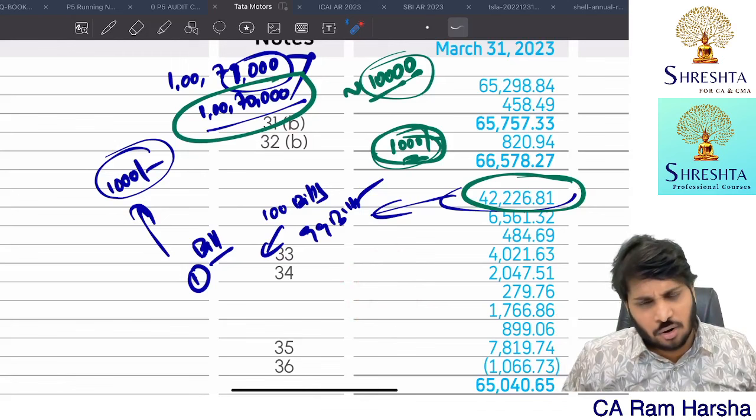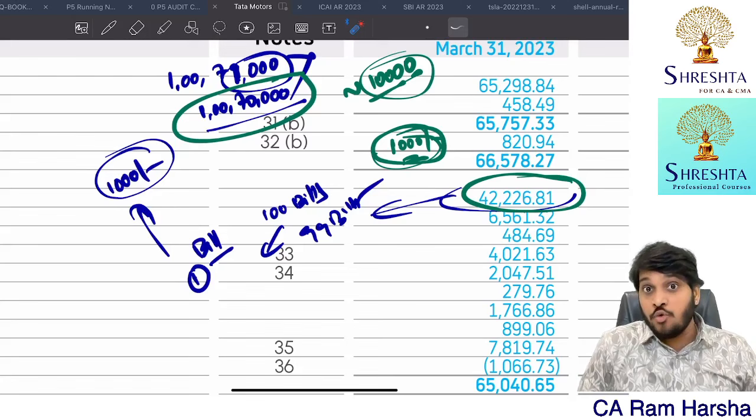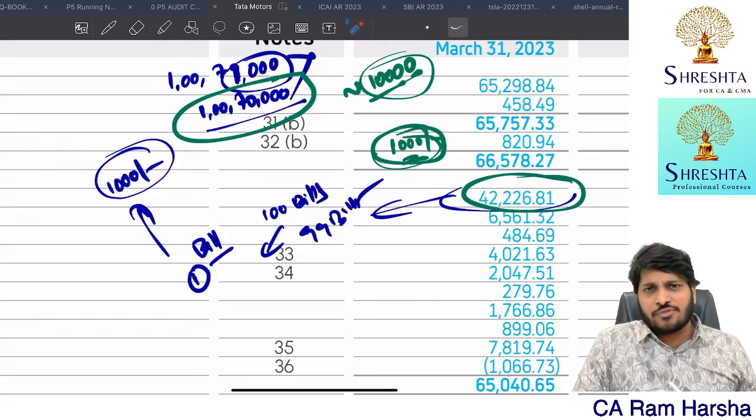Able to understand. So now tell me, everything else is correct except this 1,000 rupees mistake which I found, which the company is saying they rounded off. That's the reason. It's not a mistake. Company is not agreeing that it's a mistake. They are rounding it off to nearest 10,000. So they are not agreeing that it's a mistake.